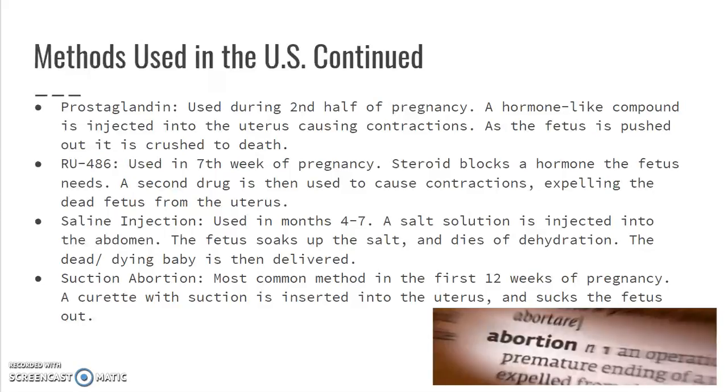Then the last method is the suction abortion, which is the most common method in the first 12 weeks of pregnancy. So this is the one that most women who are getting abortions use. And this is where a cannula with suction is inserted in the uterus and simply sucks the fetus out.